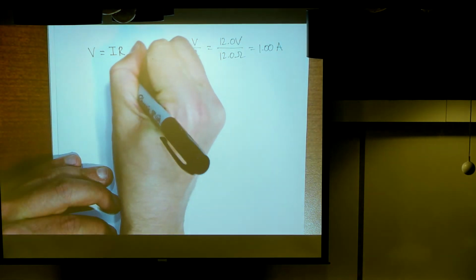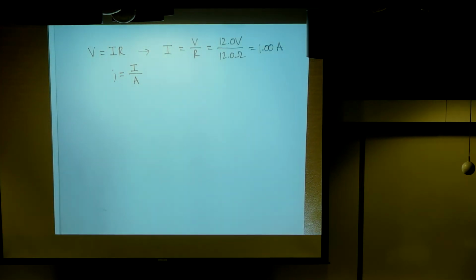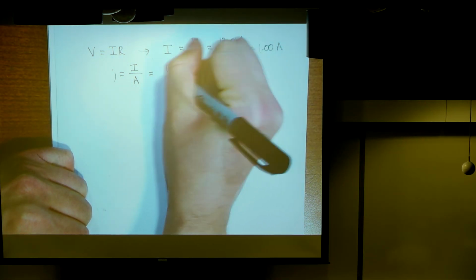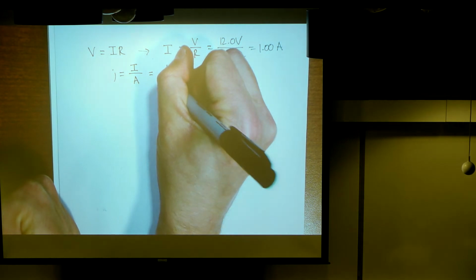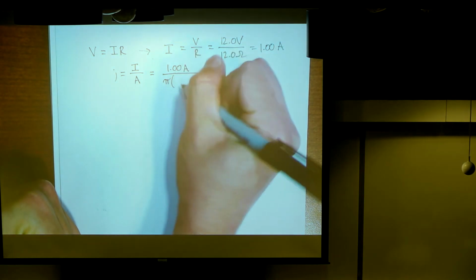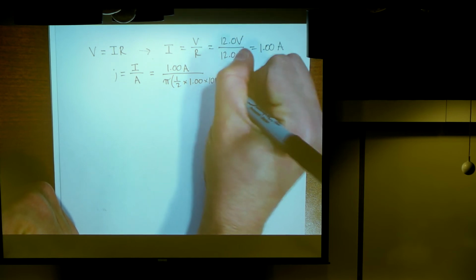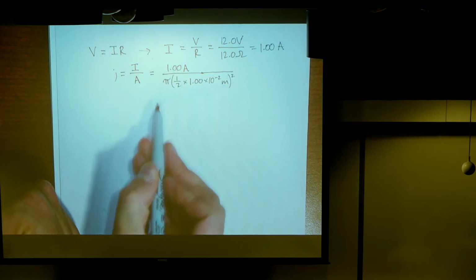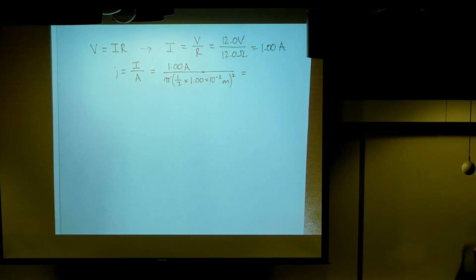The current density, though, J, is that current divided by the cross-sectional area of the wire, okay? Now, the current is just 1 amp. The cross-sectional area of the wire is pi r squared, right? Because it's circular. What is our radius? Half times 1 centimeter, and a centimeter is 10 to the minus 2 meters. So that's the current divided by the area, which is pi r squared. That gives us the current density. What's the current density here?